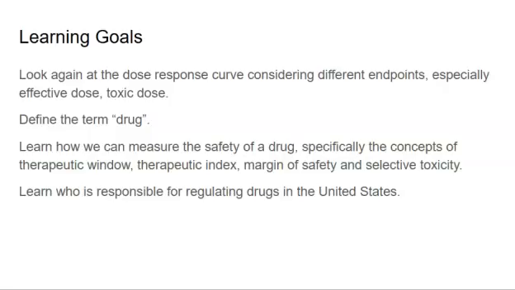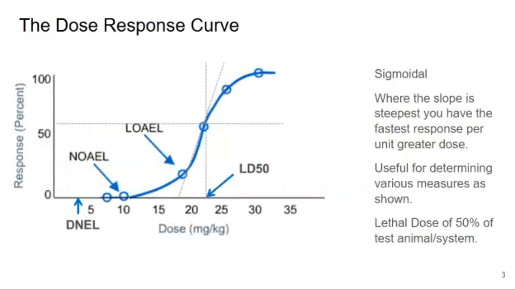We will define the term drug in a medical sense, and we'll talk about ways you can measure the safety of a drug, specifically the concepts of therapeutic window, therapeutic index, margin of safety, and selective toxicity. And then finally we'll conclude by talking about who's responsible for regulating drugs in the United States. And again, by drugs I mean medically useful drugs.